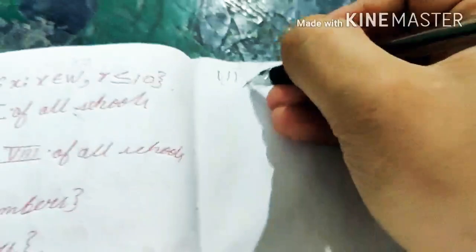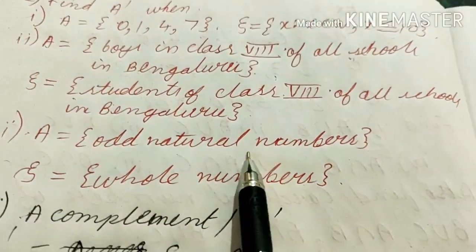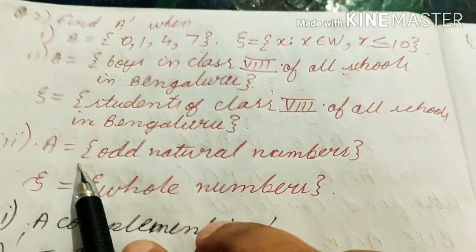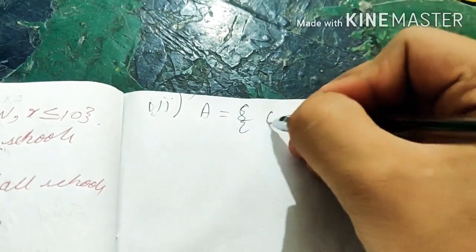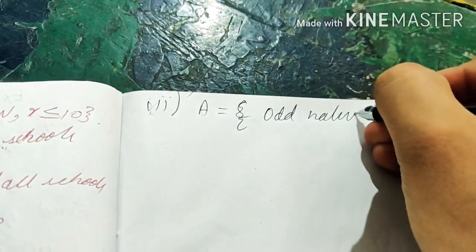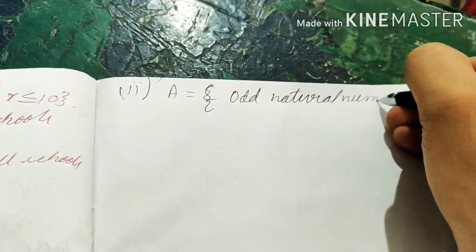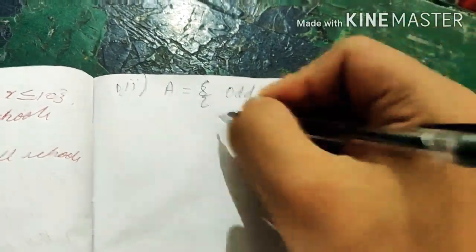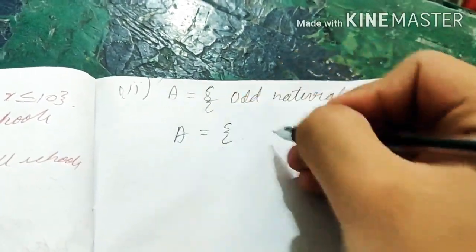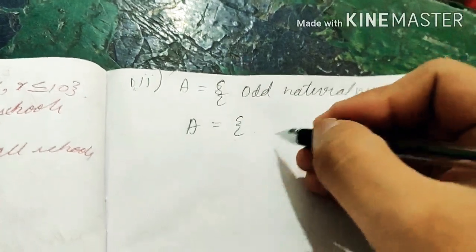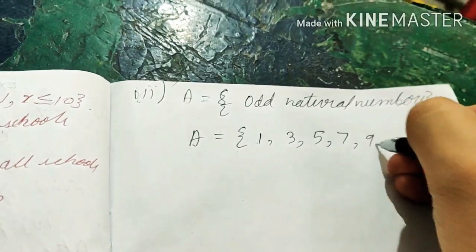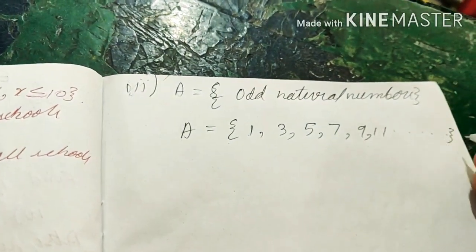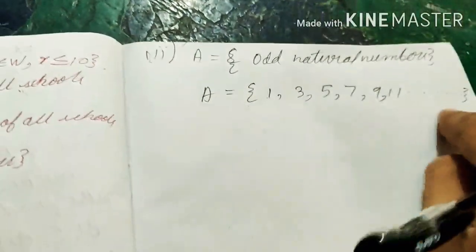So our third question here says that odd natural numbers is the A set. A set says odd natural numbers. That means natural numbers start from 1, and odd also 1, 3, 5, 7, 9, 11 and so on. It is a never ending set, it is an infinite set.